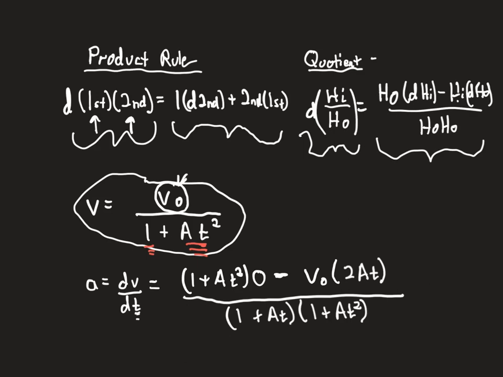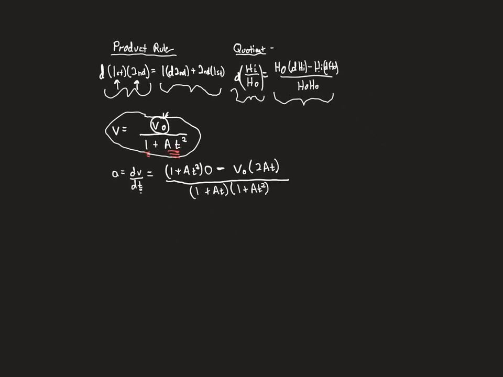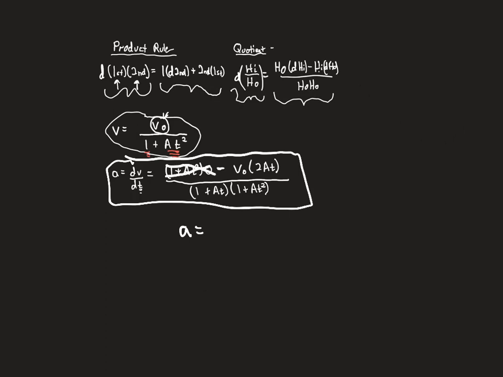And this would be my answer for my acceleration. I could leave this equation. We could simplify this as well. We could get acceleration because I've got this 1 times a plus at squared times 0. That's going to cancel out because I'm multiplying by 0. So I have a negative of 2 times v naught times a times t.